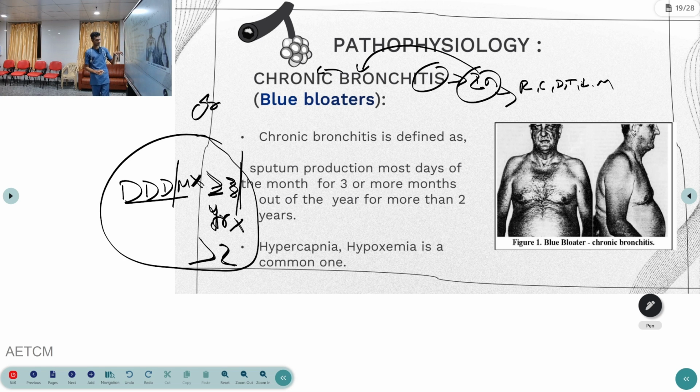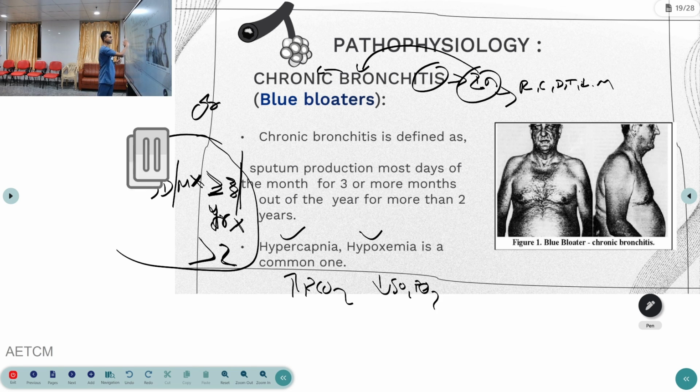In chronic bronchitis, hypercapnia and hypoxemia are the most common findings. If you take an ABG, you can easily identify the increased PCO2 level and the hypoxemia, decreased SO2 or PO2 level. SO2 indicates the saturation, and PO2, the partial pressure of oxygen, will also be reduced. These are the two entities present in chronic bronchitis.